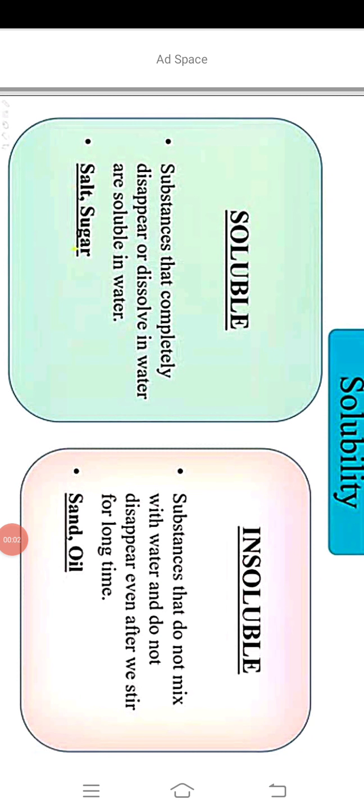Dear students, in my previous video, we learned about appearance and hardness. Today, I am going to discuss the next property of matter, that is solubility. Solubility is defined as the property to completely dissolve.